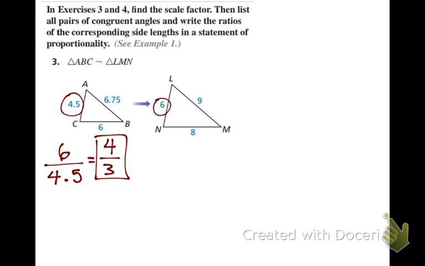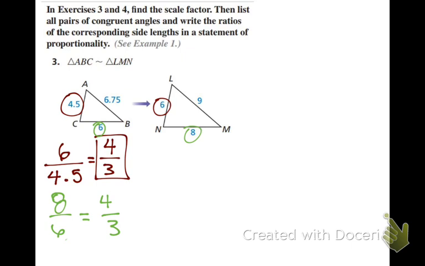It doesn't matter if you did those two sides. If I chose to use 6, what side on the other triangle would I use? 8. And 6 over 8 reduces to 4/3, still. Oh, sorry, I wrote it wrong. 8 over 6 reduces to 4/3. And again, if you did 9 over 6.75, it reduces to 4/3.